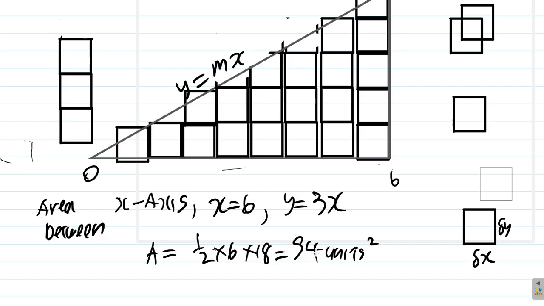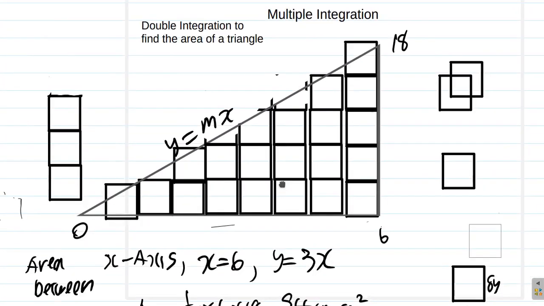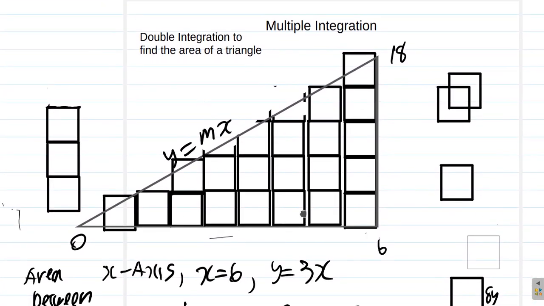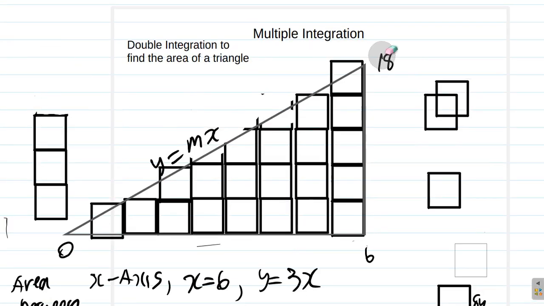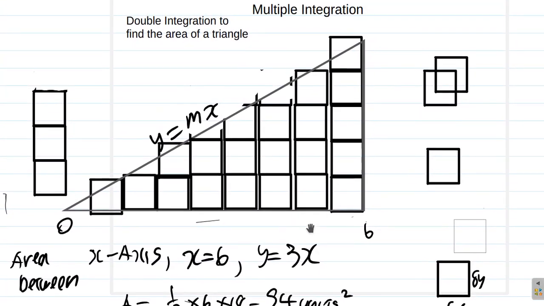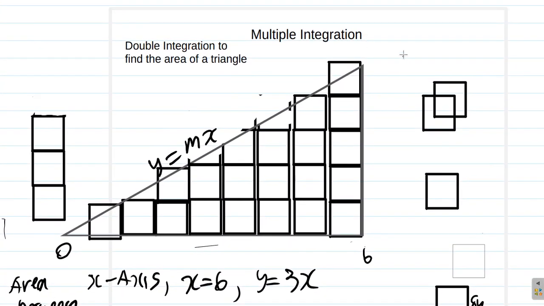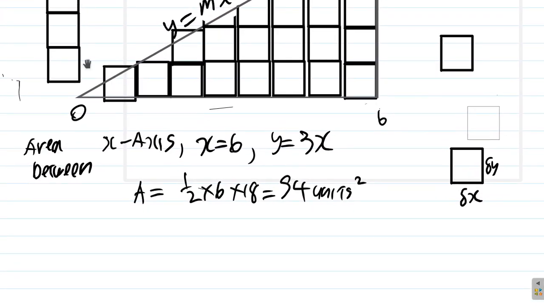But what we want to do is to do it by integration, double integration, instead of the half base times height. So let's see how it would work. Alright. Now let me just erase the 18 here. You know, it's supposed to be 54 when I finish. I already wrote down 54. But let's see if that is what you're going to get.